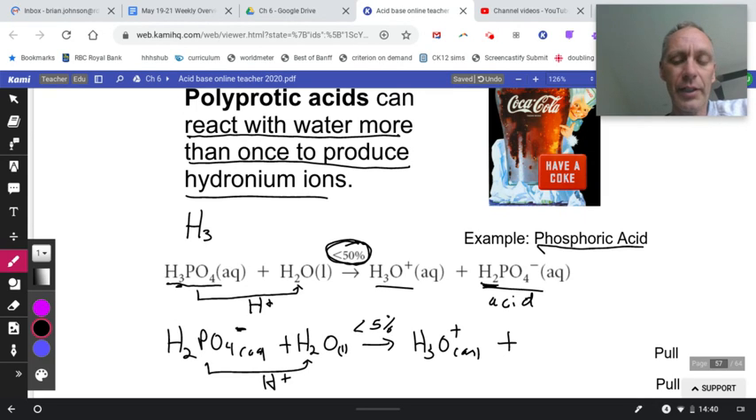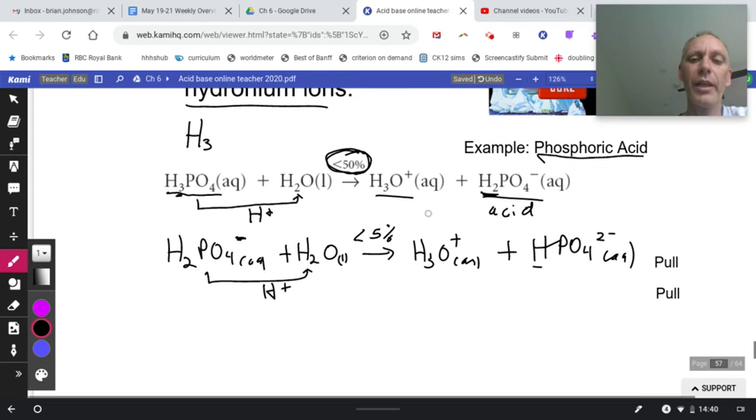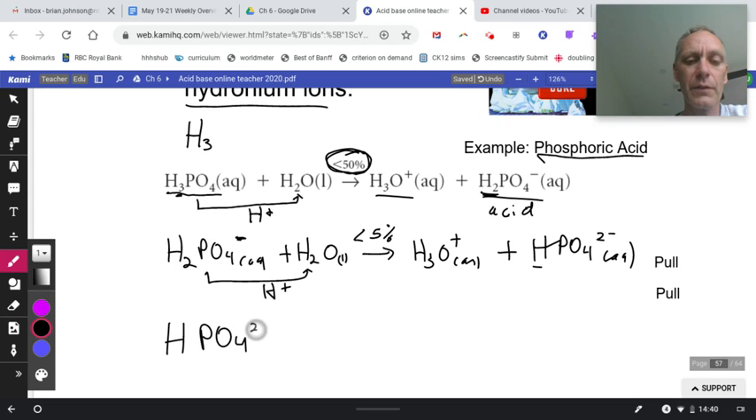And we've lost an H, so we're down to 1. So HPO4. And we were at 1 minus, we lost the H plus, so now we're at 2 minus. Now, if you look at this one, it has 1 proton left to donate. So we can do a third donation. HPO4 2 minus, aqueous, can react with water. Oh boy.